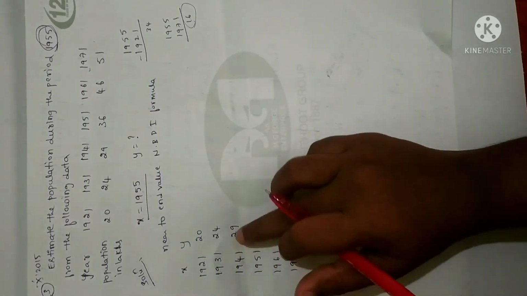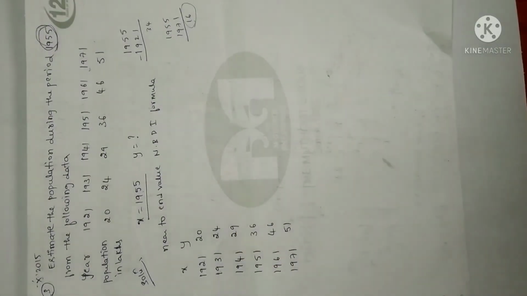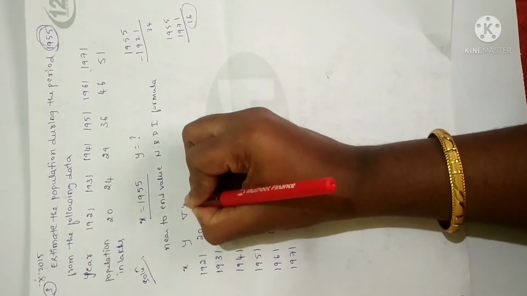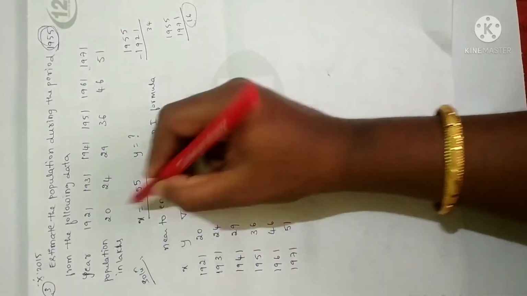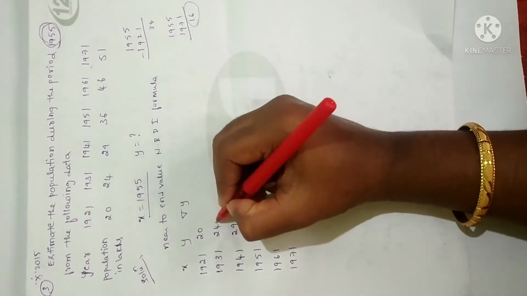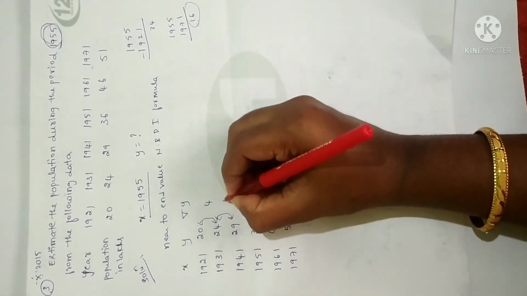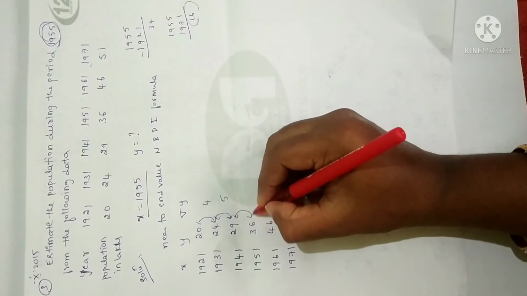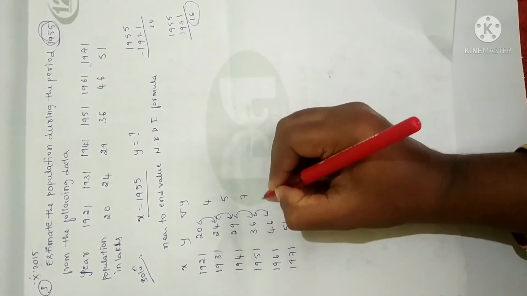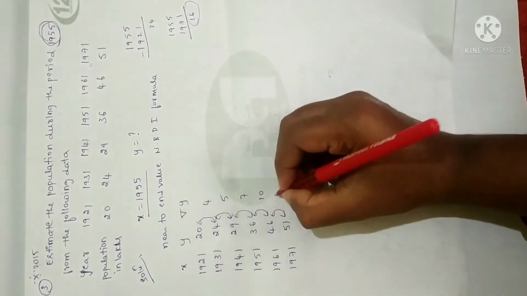I have listed x and y values as given in the problem. Now, first backward difference, delta y. See here, x values are here and y values are here. Backward difference, first backward difference: 24 minus 20 is 4. 29 minus 24 is 5. 36 minus 29 is 7. 46 minus 36 is 10. 51 minus 46 is 5.